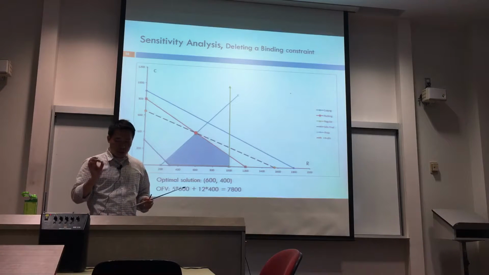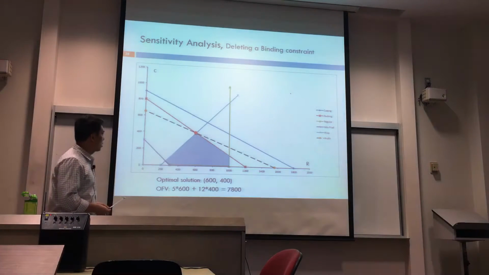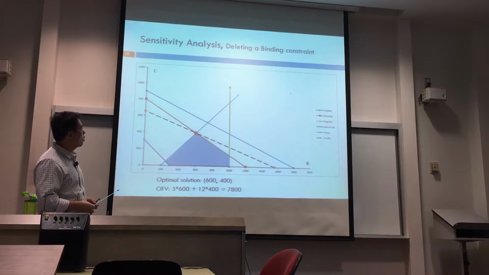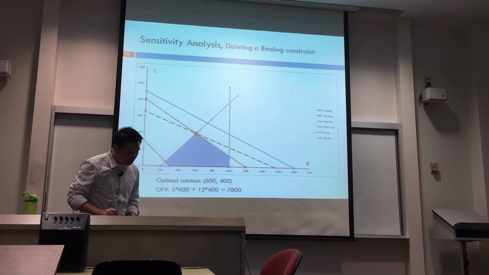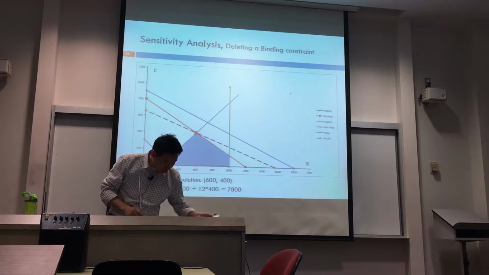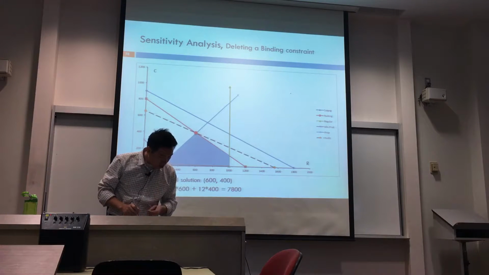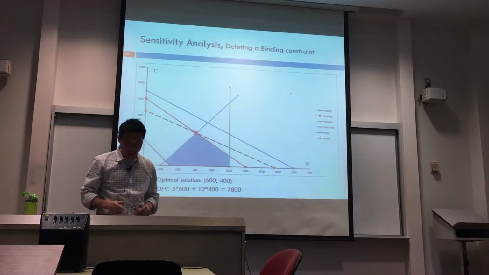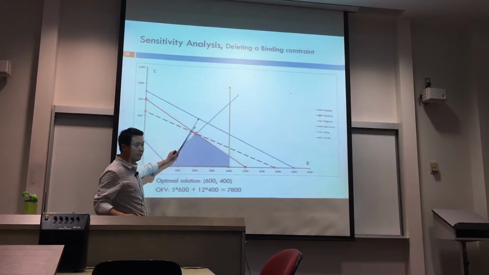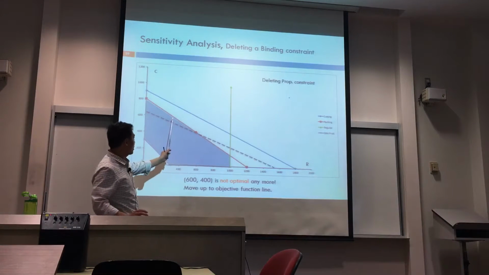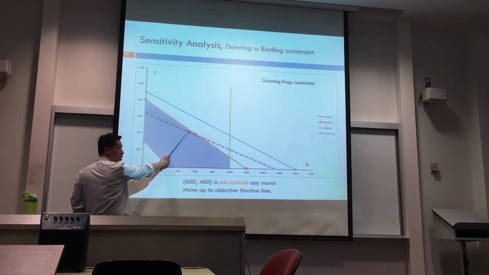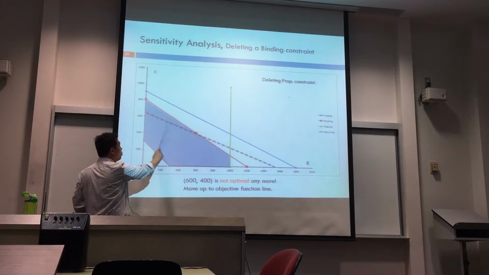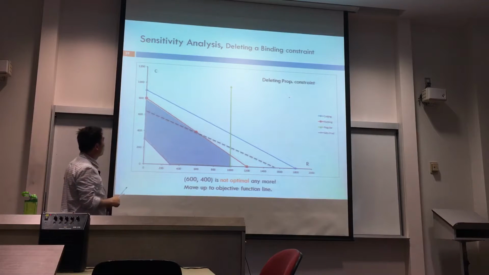And how about you delete a binding constraint? Okay, so let's see which one we want to delete. How about this one? This constraint is what? This is the proportion constraint. Okay, so I want to delete this one. Then you have something like this. Used to be a line here, right? Used to be a line here. Now that line is gone, so this becomes the feasible region.